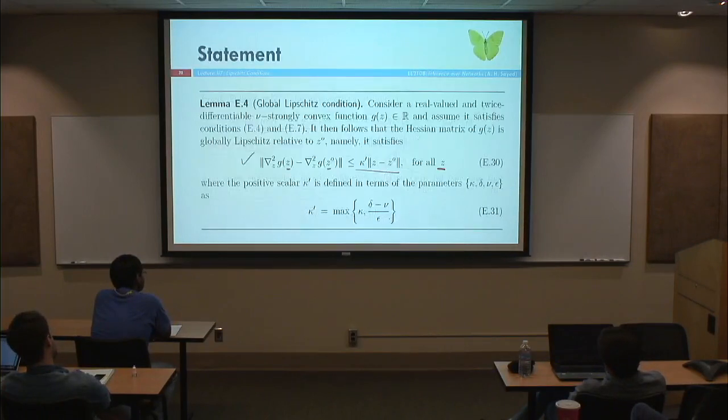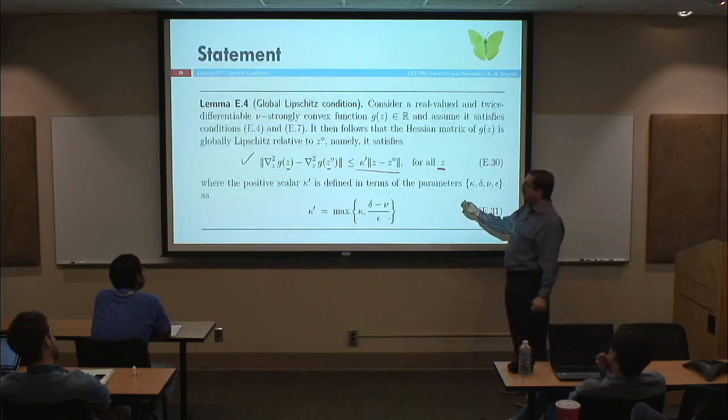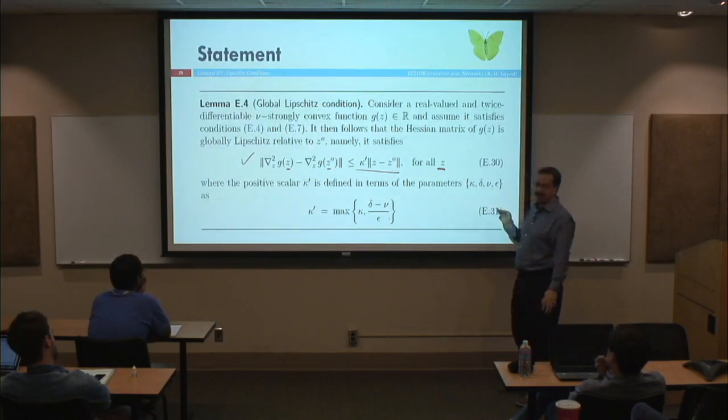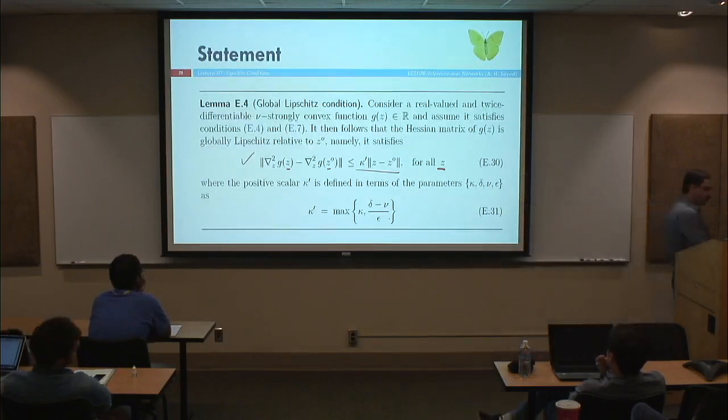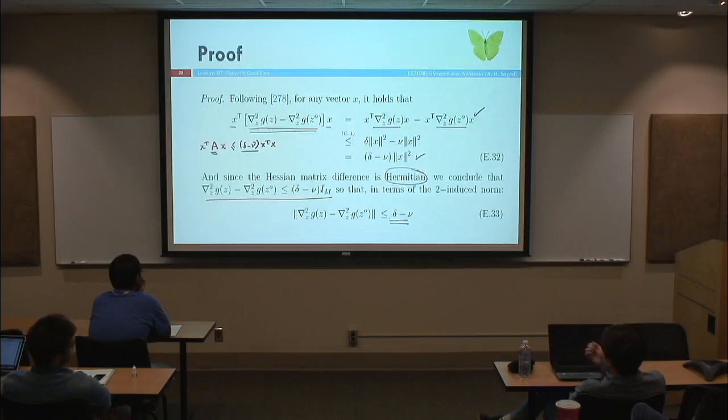Okay, so what I proved here is that if the Hessian matrix is locally Lipschitz, for a strongly convex function, actually it is globally Lipschitz, and we will use this later in our analysis, okay? So this is a useful property, right? I could have given you this as a homework problem, right?